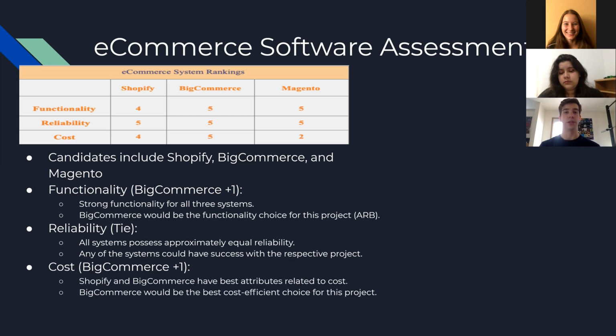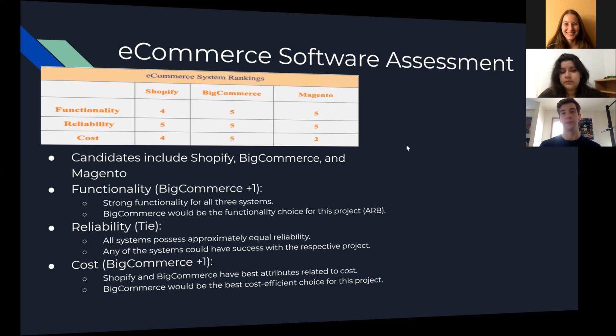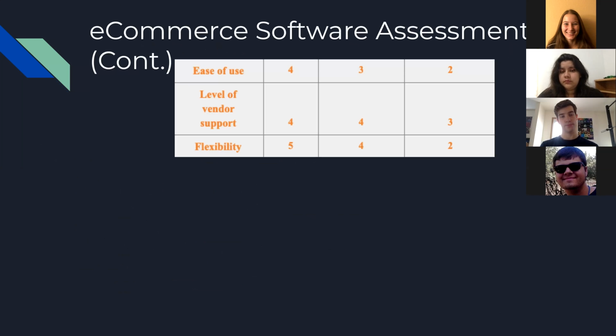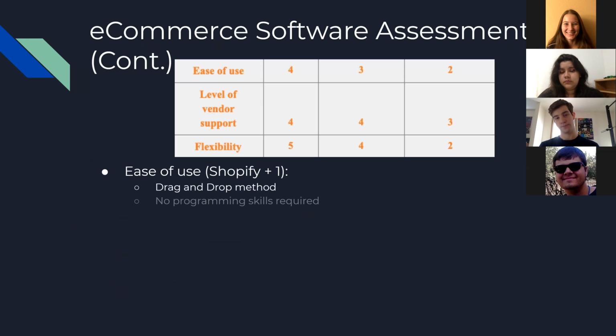However, after pondering the analysis in the report, we believe that BigCommerce would be the best cost-efficient option due to the fact that it offers more features and also has the 0% transaction fees for the standard plan. And now I'll pass it out to Austin to finish off our analysis for the final 3 criteria. The 4th criteria is ease of use. That is, how user-friendly is the system?